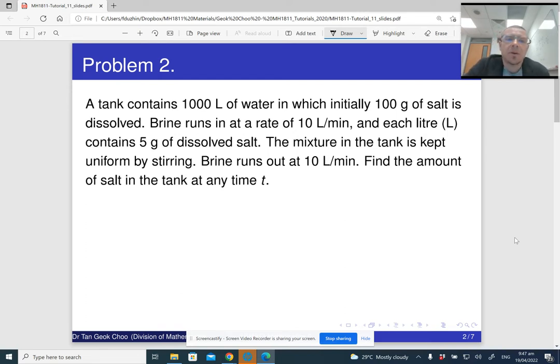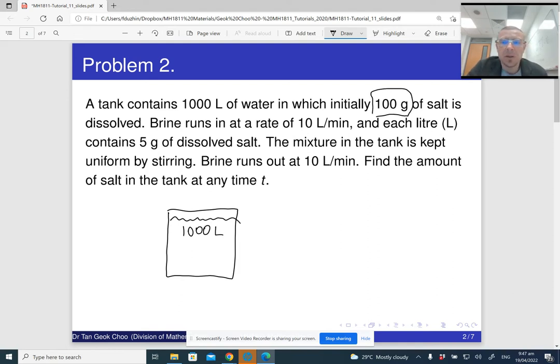Right. So here we have a mixing problem, so that there is some kind of tank. This is going to be my tank, and there is some water in the tank. The amount of water is 1000 liters. Initially 100 grams of salt is dissolved, and notice that the objective of the question is to find the amount of salt at any time t, right?